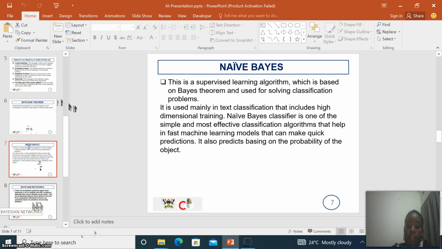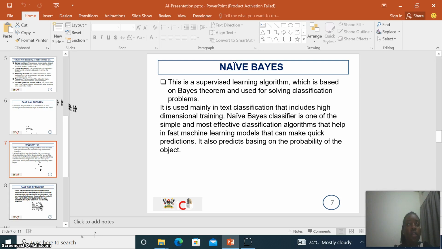Then for naive Bayes, this is a supervised learning algorithm which is based on Bayes theorem and used for solving classification problems. It is mainly used in text classification that includes high dimensional training. The naive Bayes classifier is one of the simple and most effective classification algorithms that help in fast machine learning models that can make quick predictions, and it also predicts based on the probability of the object.